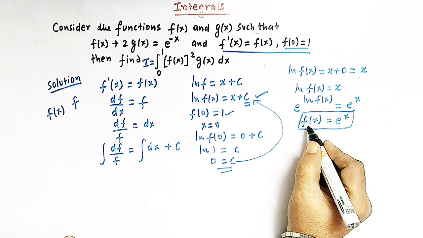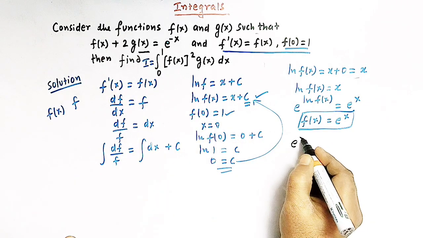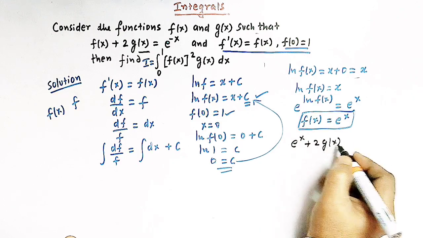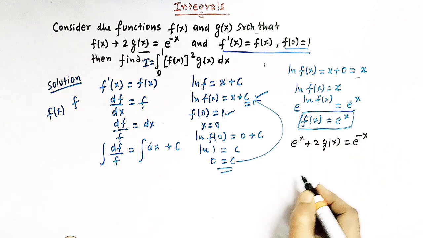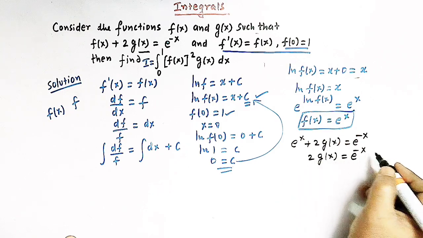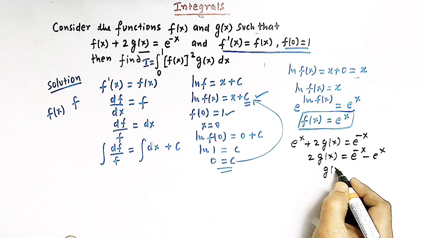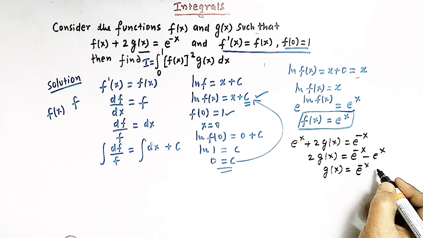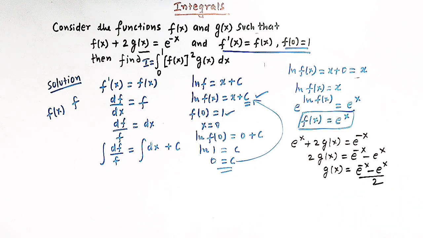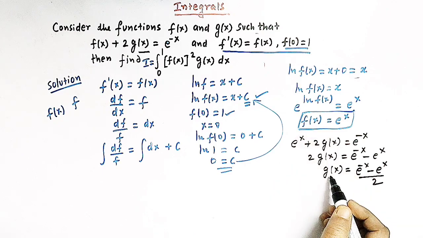So let us substitute f of x in this equation. So we have e raised to x plus 2 times g of x is equal to e raised to minus x, and 2 times g of x is equal to e raised to minus x minus e raised to x. So g of x is equal to (e raised to minus x minus e raised to x) over 2, right? So now we have obtained the values of f of x and g of x.